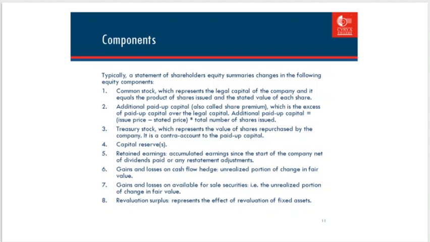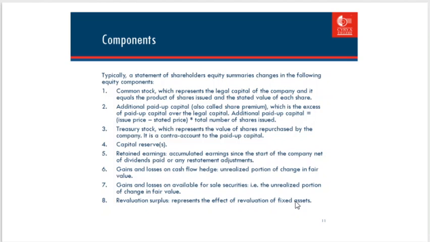Components. Typically, a statement of shareholders' equity summarizes changes in the following equity components. First, common stock, which represents the legal capital of the company and equals the product of shares issued and the stated value of each share. Second, additional paid-up capital, also called share premium, which is the excess of paid-up capital over the legal capital. Additional paid-up capital equals issue price minus stated price times total number of shares issued.